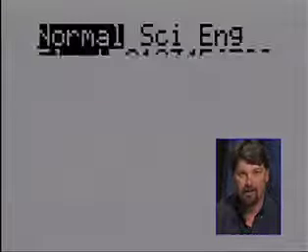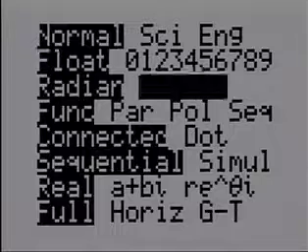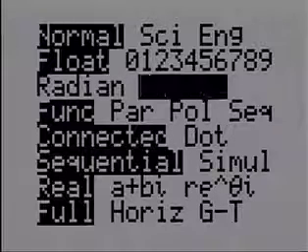Now let's take a look at the other one. In this case, I want to convert my radian measure to degrees. So I need to change the mode on the calculator to degrees, so type in mode and go to degree. Okay, now I'll quit out of that screen.